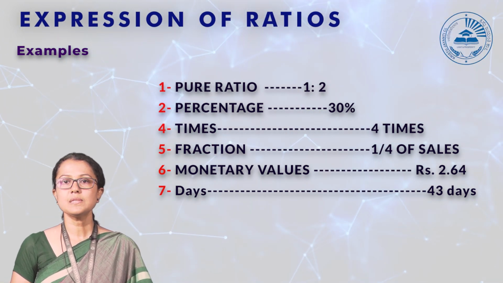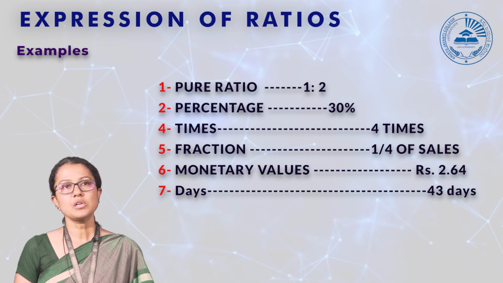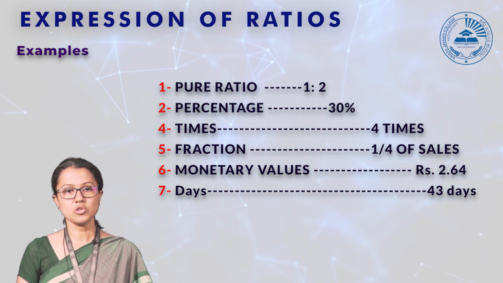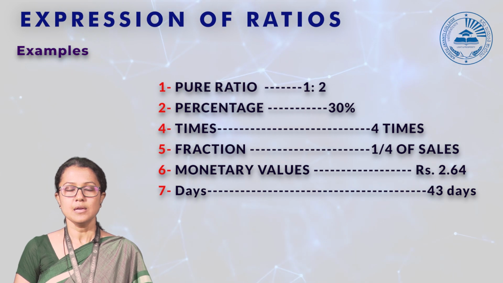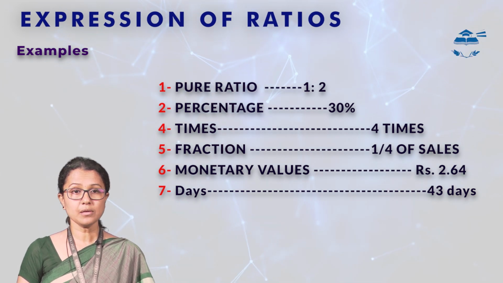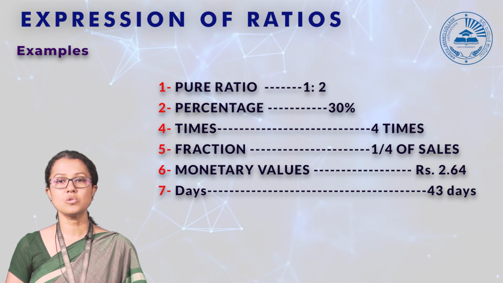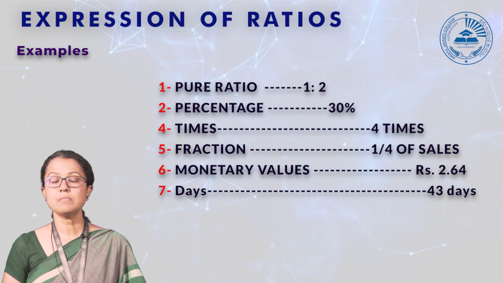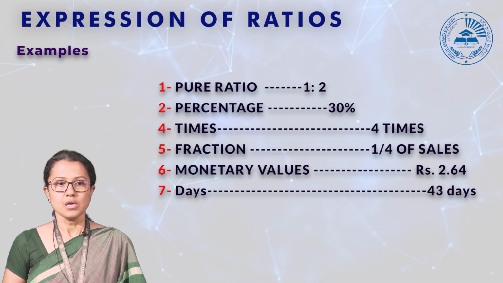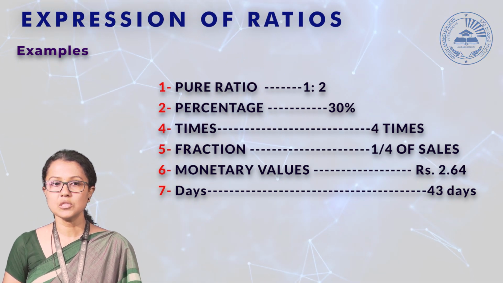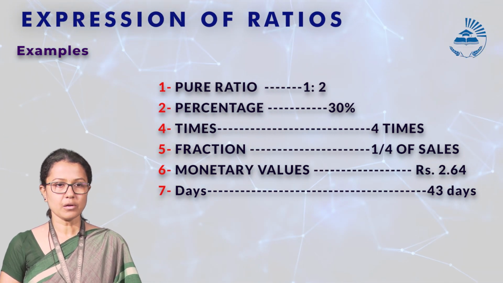The second one is percentage. This is used in some ratios, wherein I use a net profit relationship towards the sales. When I apply the NP ratio, net profit ratio, or the GP ratio, gross profit ratio, my answer will always come as a percentage. So I can say a ratio can be expressed as a percentage as well as a pure ratio.